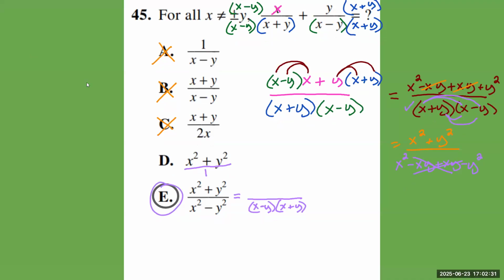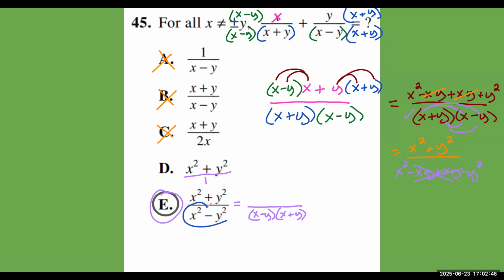Now I just want to preface this. The difference of two squares is a very, very common thing on the ACT because it just throws in an extra level of difficulty. But if you guys have that memorized, then it will help you do math problems a lot quicker. So this is, again, what's called the difference of two squares.